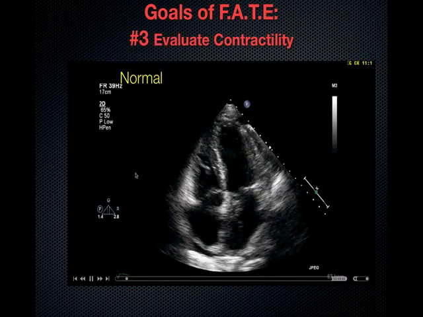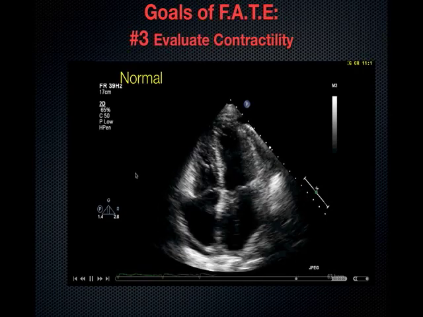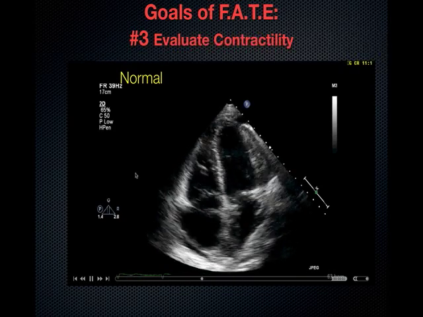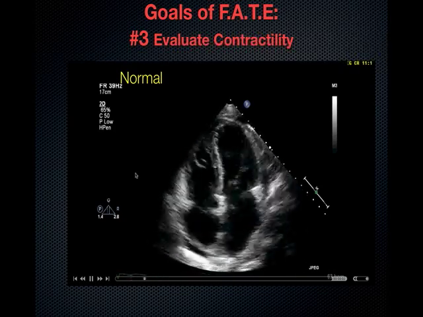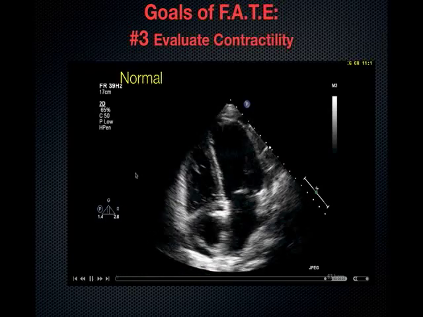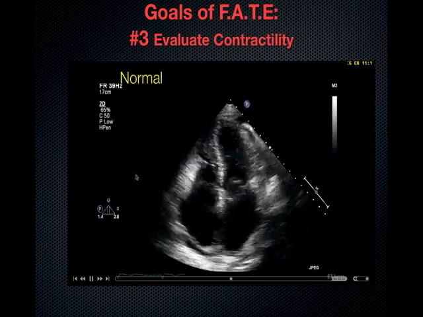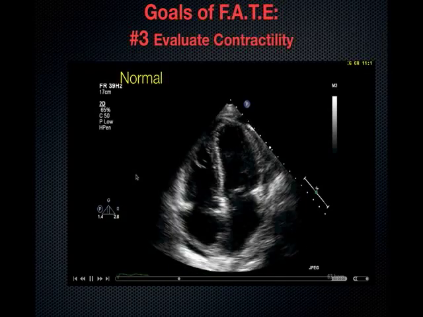And that's because the fibers of the right ventricle are oriented differently. They contract in a rotational motion, and it pulls that tricuspid annular plane up towards the apex. We call that TAPSE, or tricuspid annular plane systolic excursion. We expect to see that.